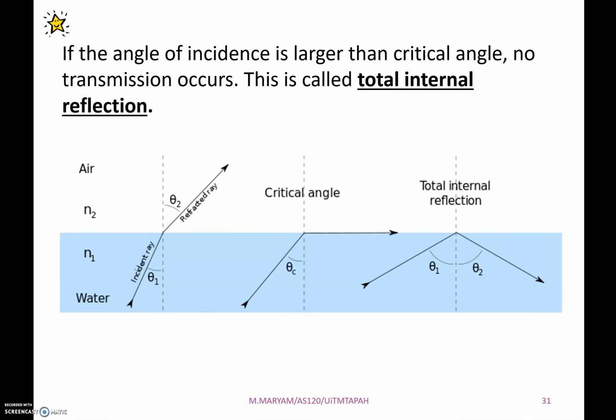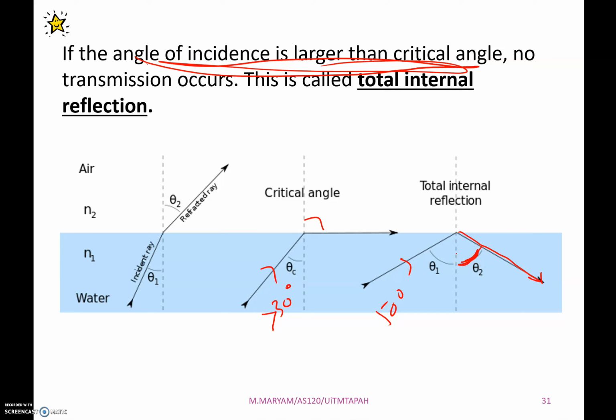So why do we need to know about critical angle? Because it's related to total internal reflection. For example, let's say my critical angle is 30 degrees. This causes my refracted angle to be 90 degrees. But if I increase the value to more than 30 degrees, meaning the angle of incidence is larger than the critical angle, let's say 50 degrees, what will happen is no transmission will occur. It will be reflected back into the medium at the same angle.